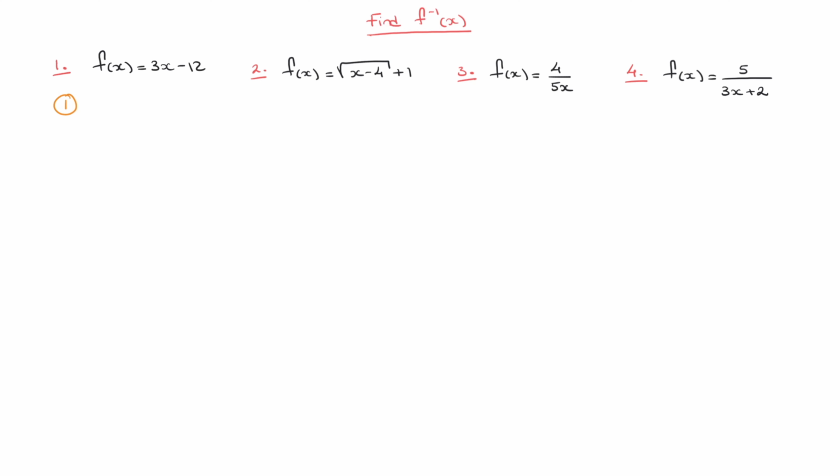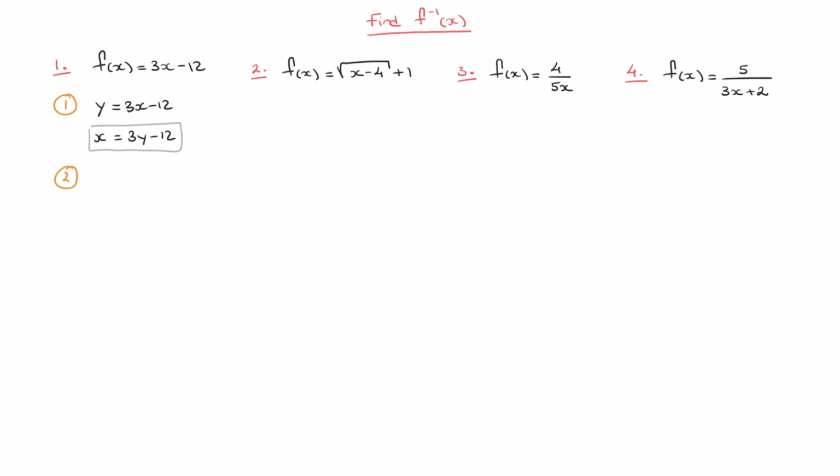Here's what I mean. I'll start by rewriting that function as y equals 3x minus 12. And now I swap the x and the y's that I see. So this becomes x equals 3y minus 12. And as such, that's the first step done. And so I move on to step 2.